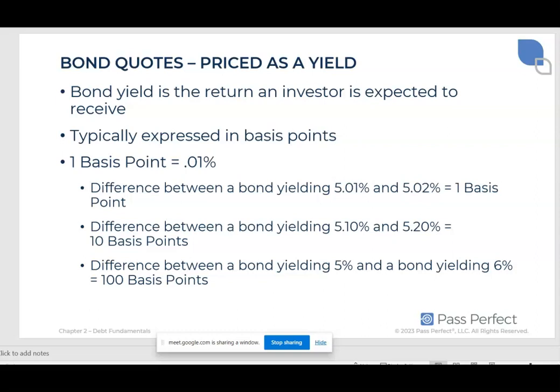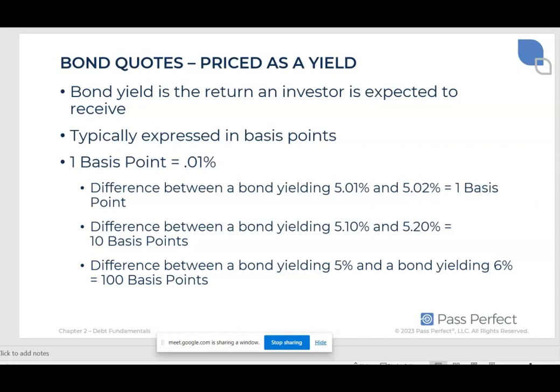Now, bond quotes are sometimes priced as a yield. What we just did, they call dollar bonds, and term bonds are usually expressed as dollar bonds. As a term bond, remember, all the bonds that they've offered to raise the capital all have the same start date and the same maturity date.